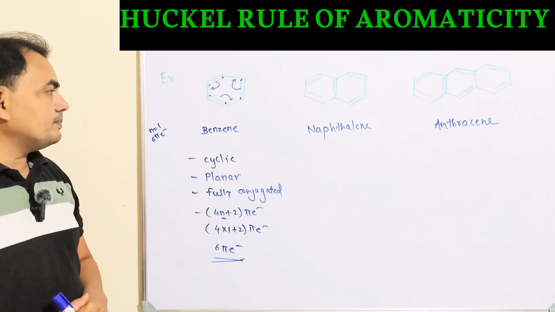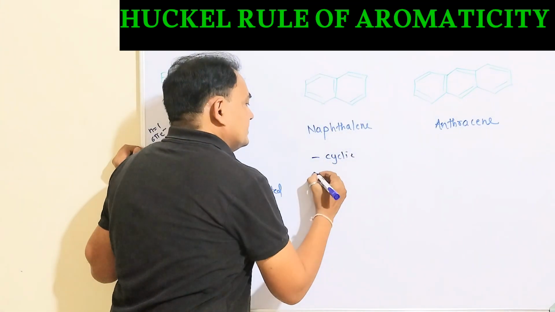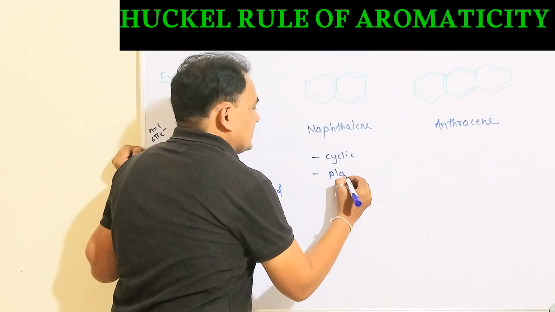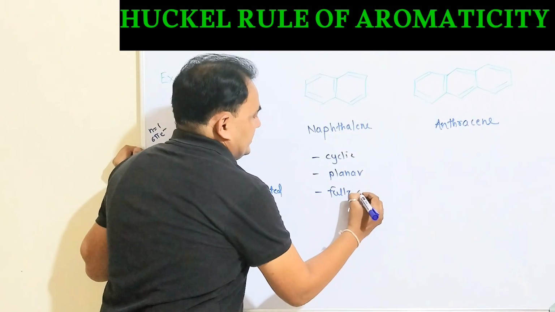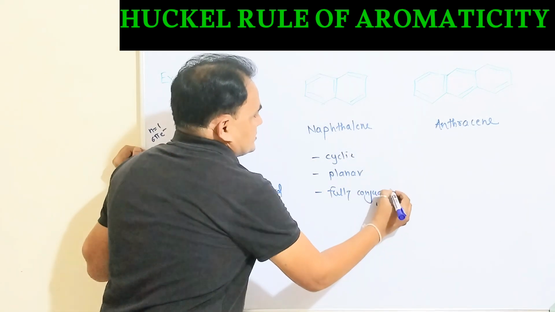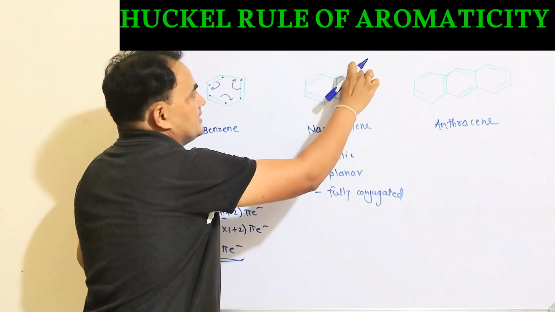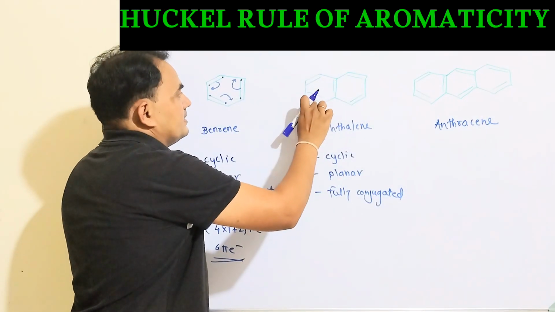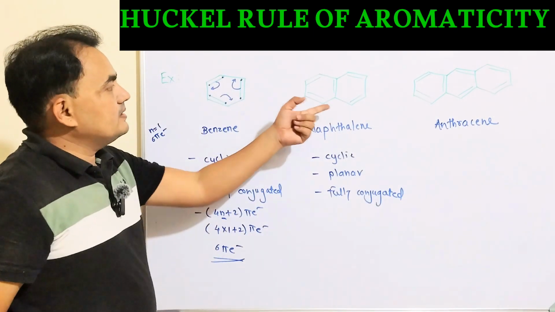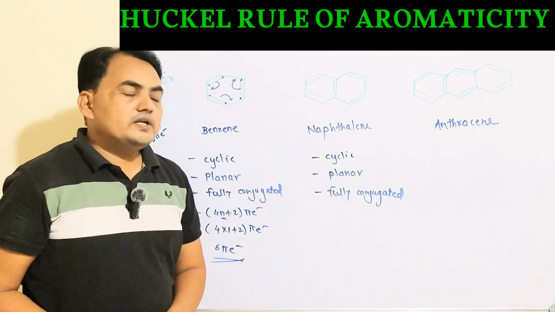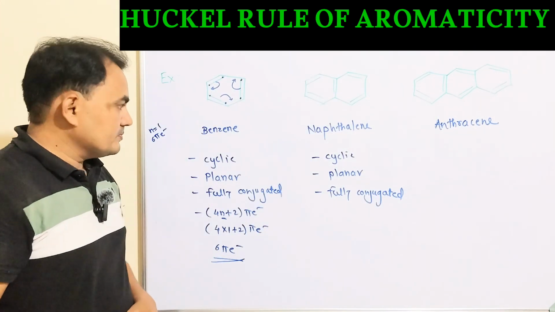Now we take the example of naphthalene. Naphthalene is cyclic in nature, it is a planar molecule, and it is also a fully conjugated system. How is it fully conjugated? It consists of alternate double and single bonds, which indicates this is a fully conjugated system, meaning there will be resonance between the pi electrons.